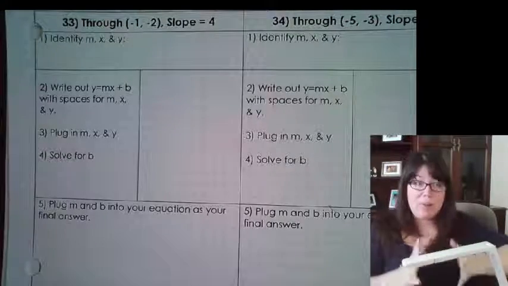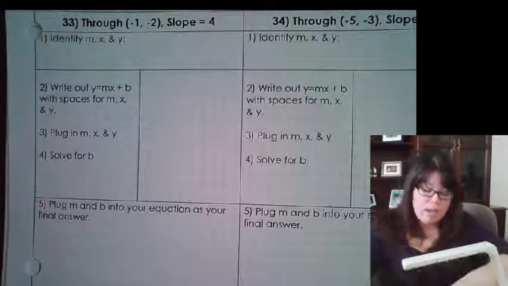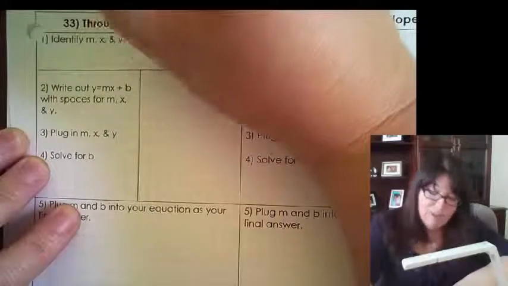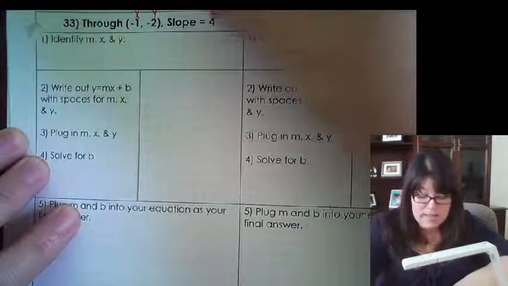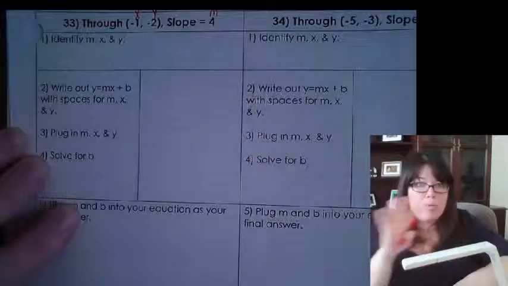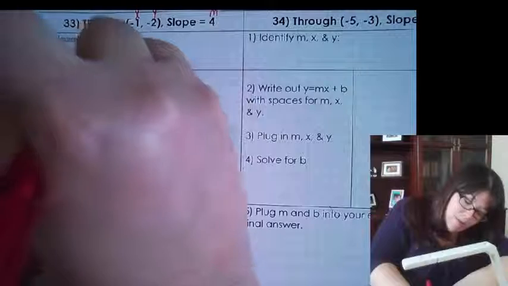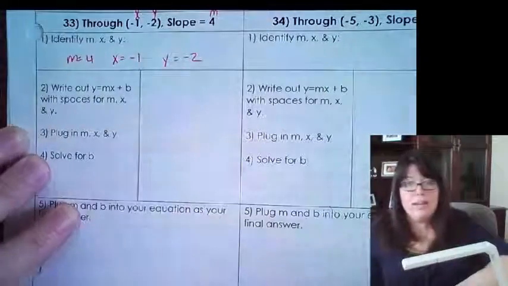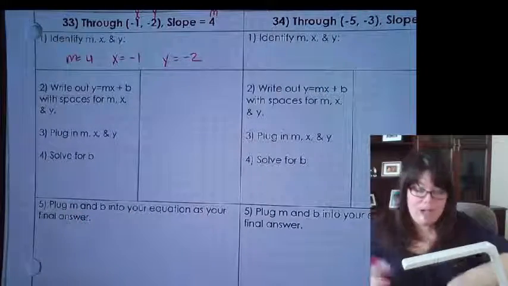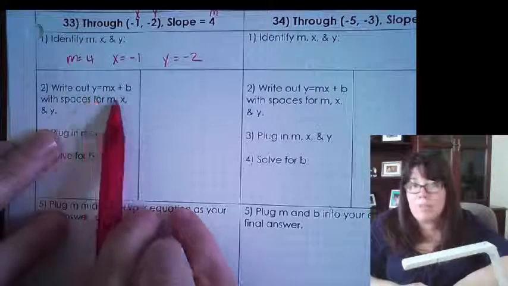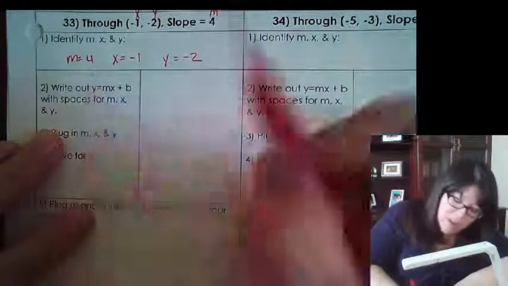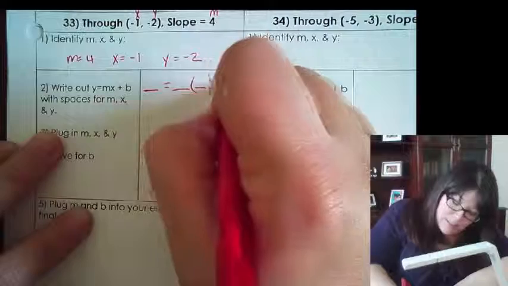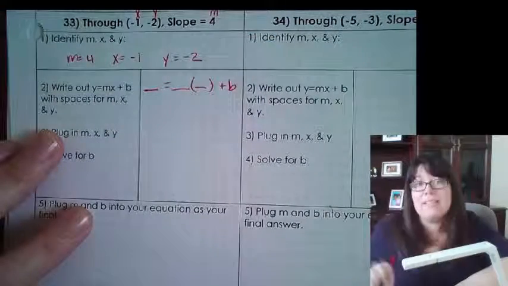Okay, so starting out, we've got number 33 that goes through (-1, -2), and this is an ordered pair of coordinate points. So remember, this is x and this is y, and the slope is 4. This is m. So the first thing that you want to do is just write out what you have. So m equals 4, x equals -1, y equals -2. All right, so just put it in a way that's easier to see everything that you have. The next step is to write out your formula with spaces to plug in. We're going to do y equals m times x plus b. I left spaces for the three things that they gave me.